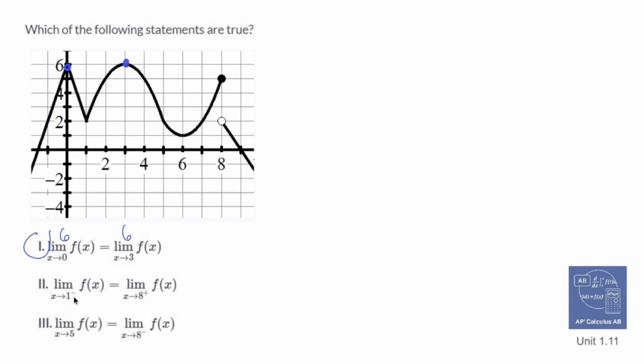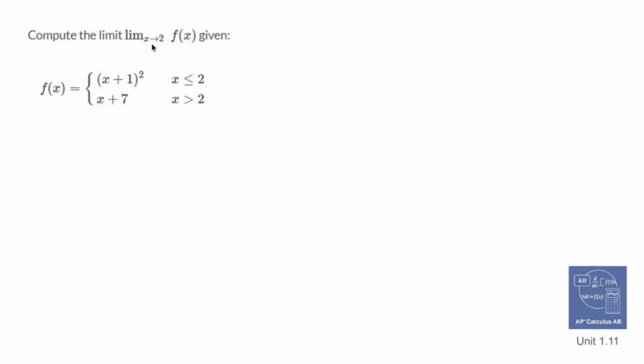Let's take a look at that second one. The limit as x approaches 1 from the left appears to be 2. The limit as x approaches 8 from the right appears to be 2. So this one is also correct. The limit as x approaches 5 is going to be 2. The limit as x approaches 8 from the left is going to be 5. So these are not true. The ones that are true are going to be option 1 and option 2.